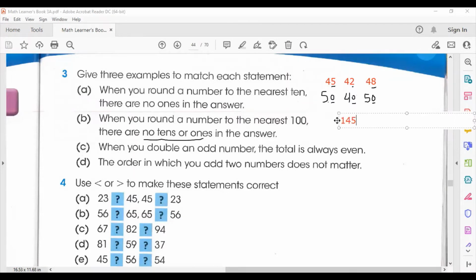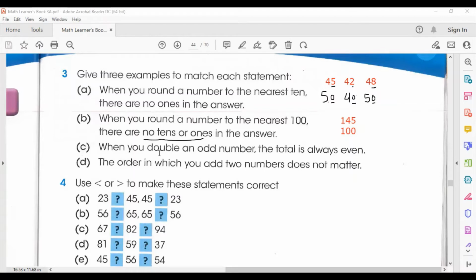145. 45 is less than 50. So 145 rounds to the nearest 100. When we are writing the answer, when we change 145 to the nearest 100, it changes into 100. So there are no ones or tens, you can see here in the answer.